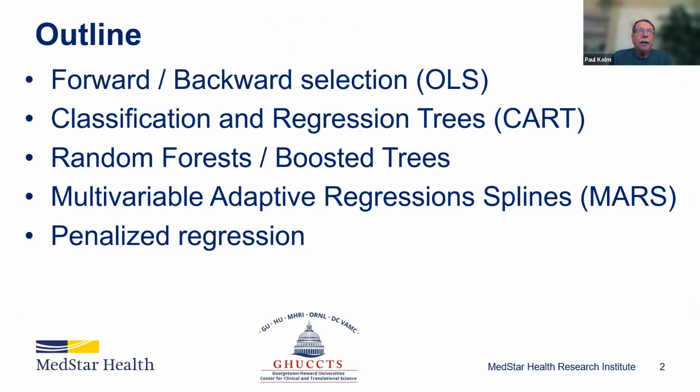I'm going to first look at sort of the older method of forward and backward selection when we do ordinary least squares regression. Then I want to talk about classification and regression trees. And then similar to that, we'll look at random forests and boosted trees. I won't say too much about boosted trees because it's essentially the same as random forest. And then we'll talk about multivariable adaptive regression splines, or MARS.